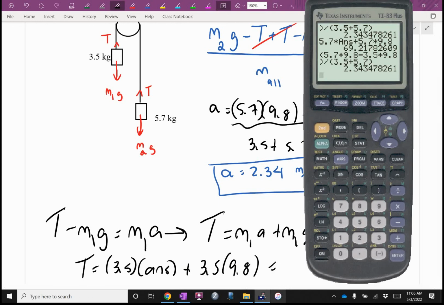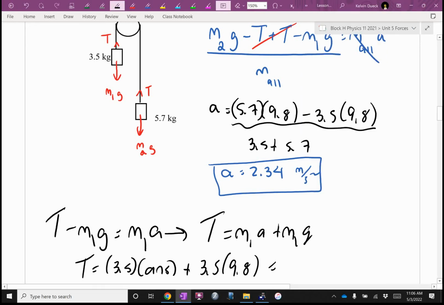Wow, Dewick. 3.5 times answer button plus 3.5 times 9.8. Do you get 42.5? Is that better? Wow. I wish I'd done that on purpose. That would have been a good object lesson. But no, that was just me being sloppy.